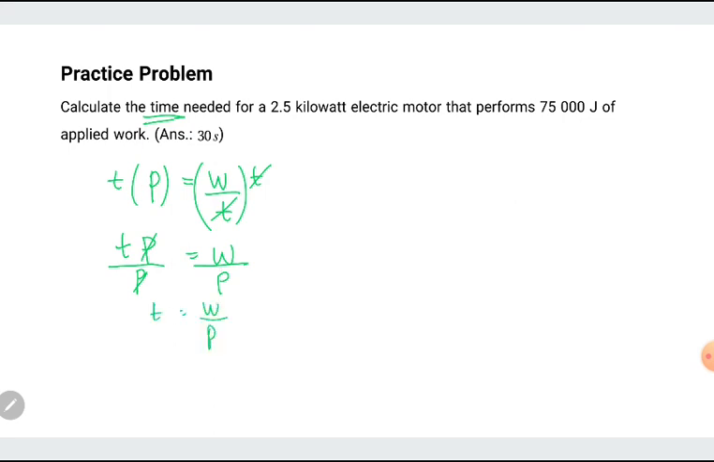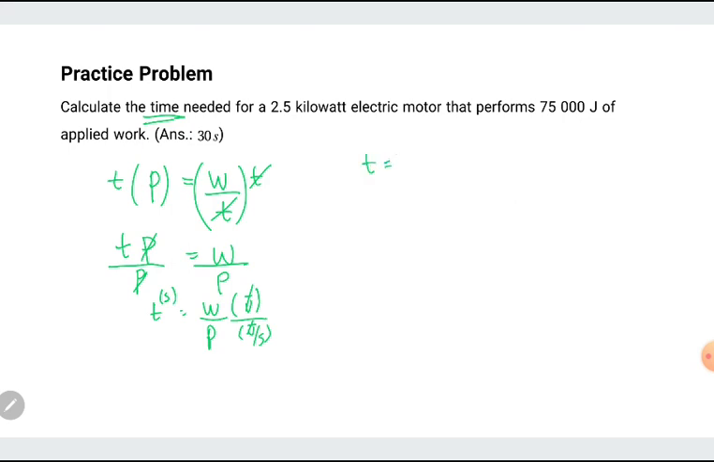So actually, our formula for time derived from the power equation will be work divided by power. Work, remember, is in joules. Power is in joules per second. So you cancel the joules, and then you get the reciprocal of 1 over s in the denominator, and the final unit will be in seconds.